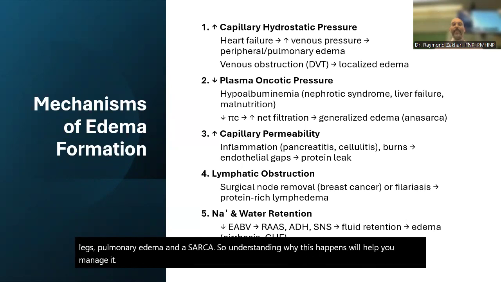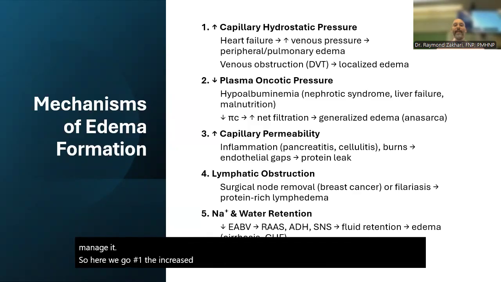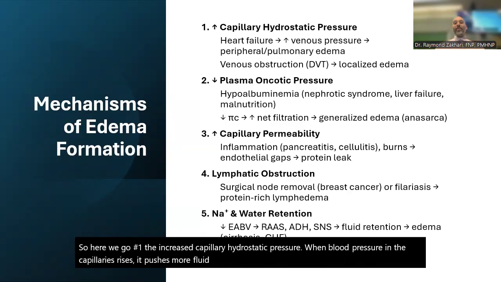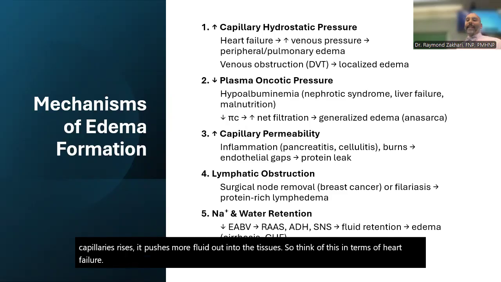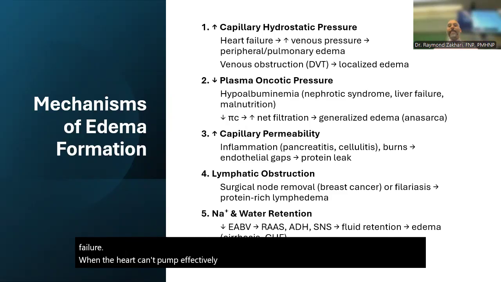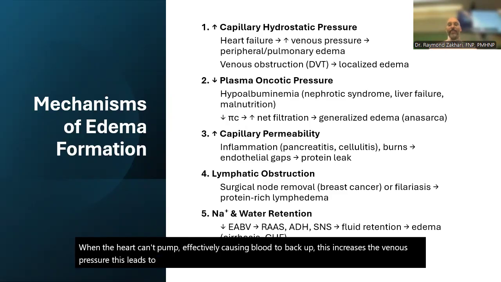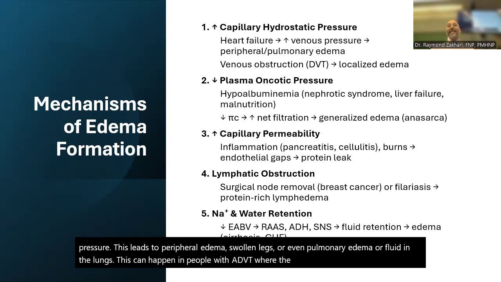So here we go. Number 1, the increased capillary hydrostatic pressure. When blood pressure in the capillaries rises, it pushes more fluid out into the tissues. So think of this in terms of heart failure. When the heart can't pump effectively, causing blood to back up, this increases the venous pressure. This leads to peripheral edema, swollen legs, or even pulmonary edema, or fluid in the lungs. This can happen in people with a DVT, where the clot blocks the vein, causing the downstream swelling effect.